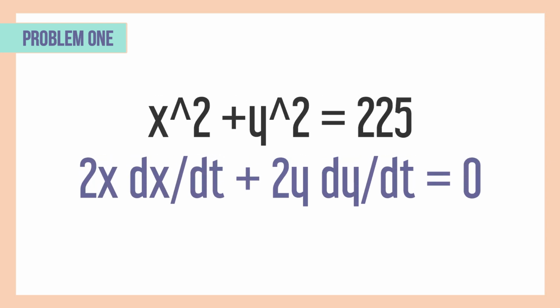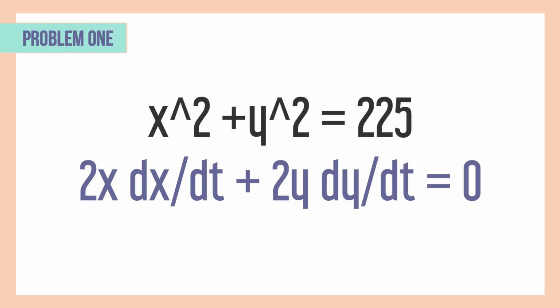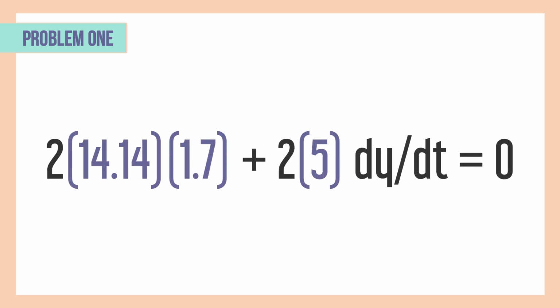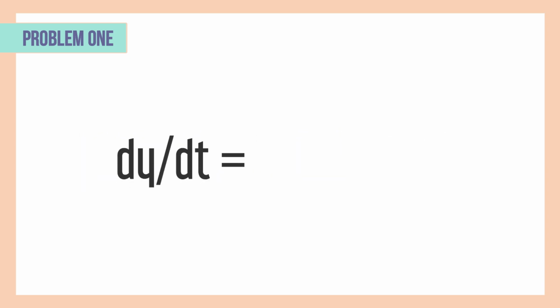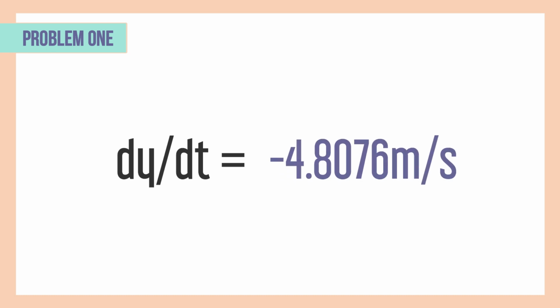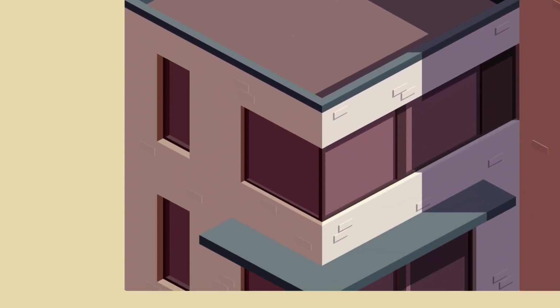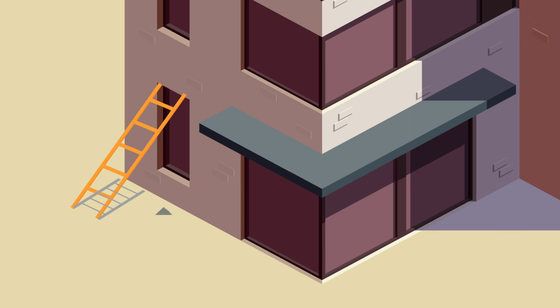We will now differentiate both sides of the equation. Substitute our values and isolate the dy over dt term, which will leave us with the answer, negative 4.8076 meters per second. Notice that it is negative because the ladder is moving down to the ground.